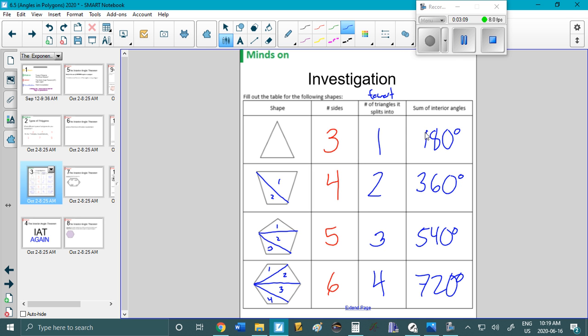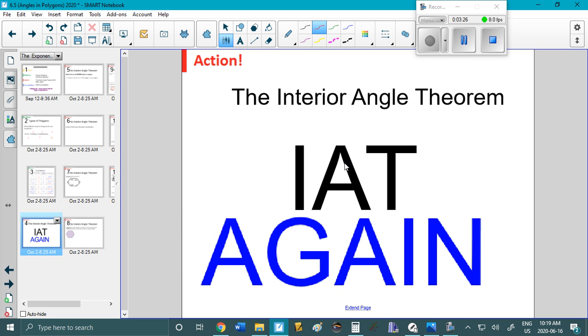So what I would like you to do, well, here, I'm just going to write in brackets here, this is 180 times 1, 180 times 2. And in class, we do a whole investigation. It would be super fun. But the times, they are a-changin'. 180 times 4. This is the interior angle theorem again.